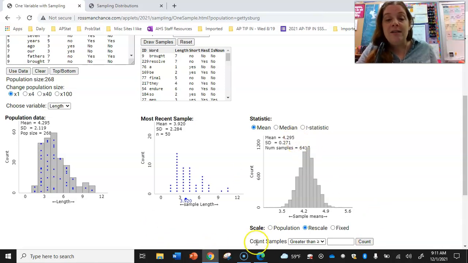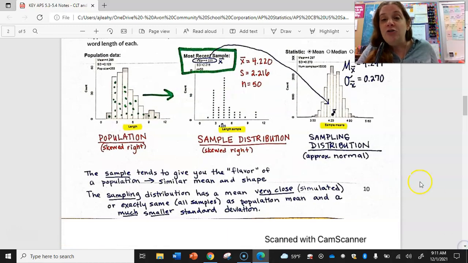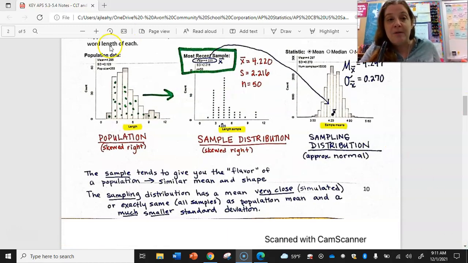All right, so here's my population data. Here was the mean mu, the standard deviation sigma, and the population size, capital N, is 268. That's the number of words in the entire speech. If I draw samples from this population, the population is skewed right. I take a sample. Here's my sample. Notice it still looks skewed right. The sample tends to give you the flavor of the population. It's not going to be exactly the same, but it's going to have a similar mean, a similar shape, and a similar standard deviation. So this is X bar and S and n.